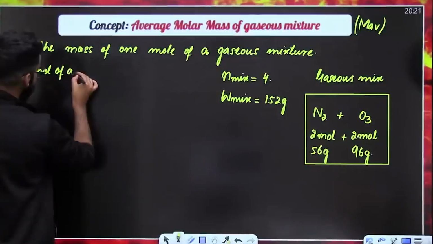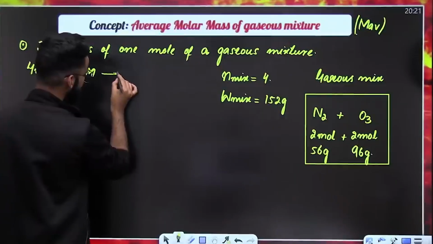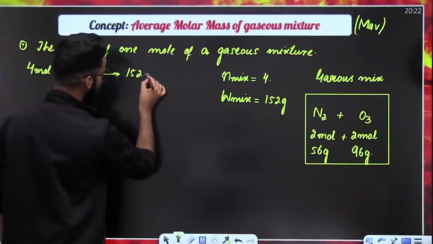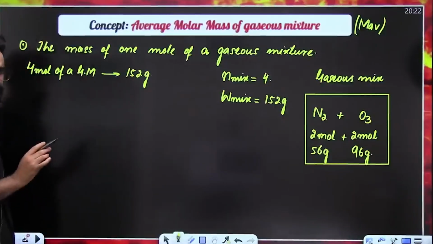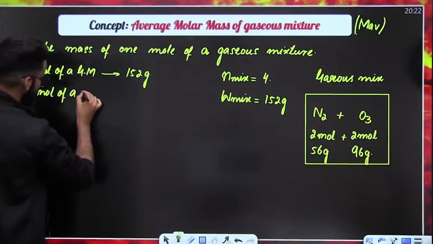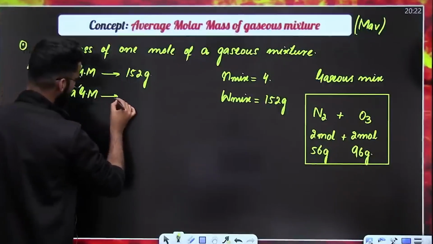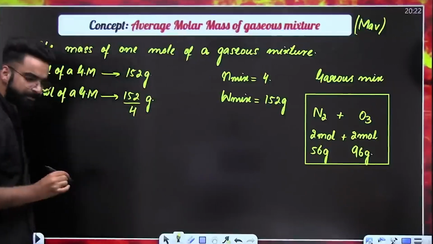4 moles of a gaseous mixture has got the mass of 152 grams. What about the mass of 1 mole of a gaseous mixture? The mass of 1 mole of a gaseous mixture will be 152 divided by 4 grams.